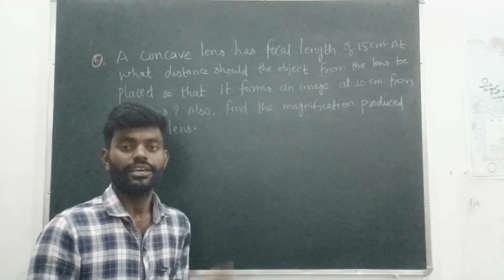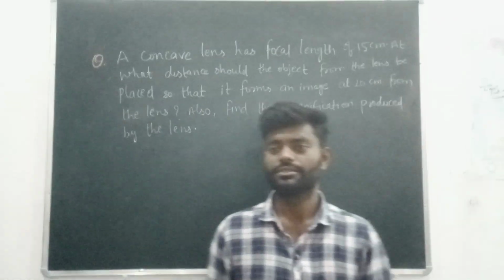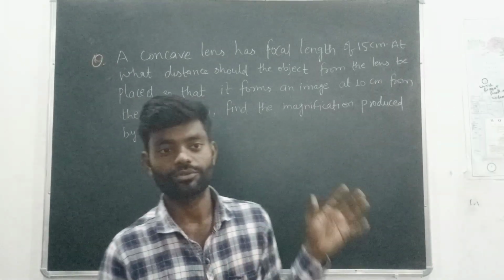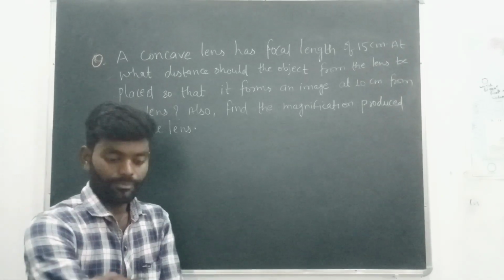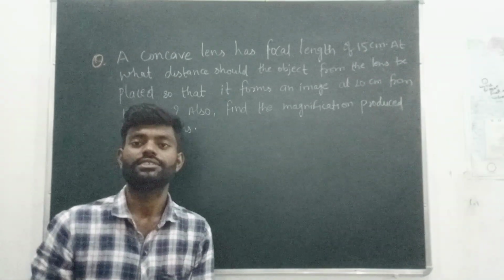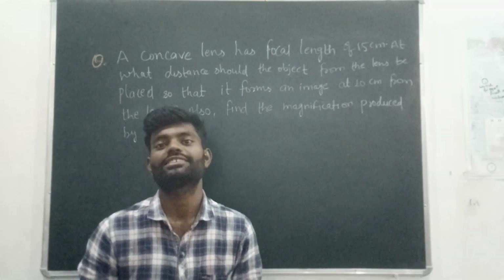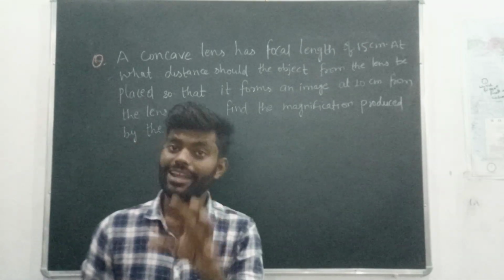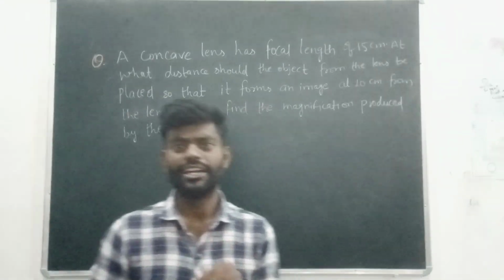Today we will solve the questions of the 10th class physics chapter of light. Many students have trouble solving this type of questions on lenses and mirrors. Basically, we have two formulas in the light chapter: first is the mirror formula and second is the lens formula. There is a small difference between the lens formula and the mirror formula.